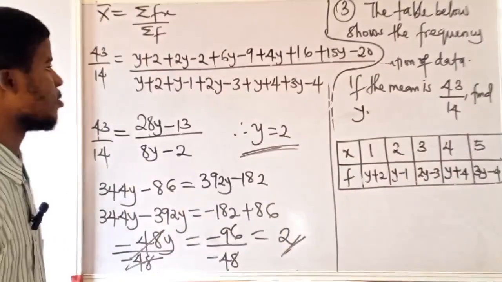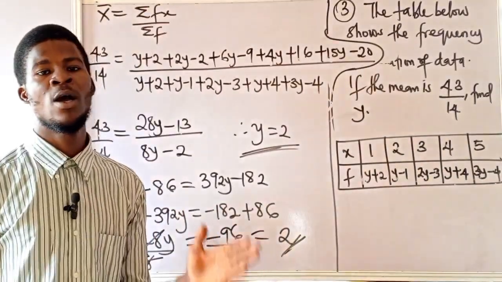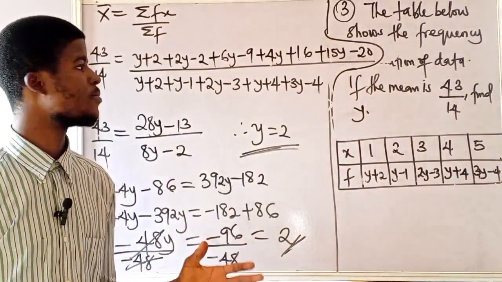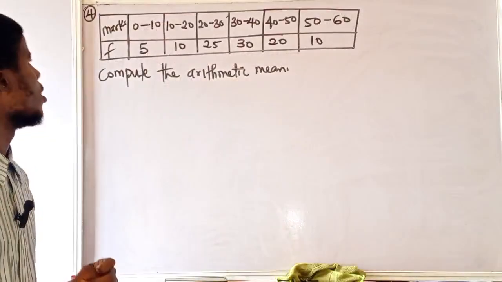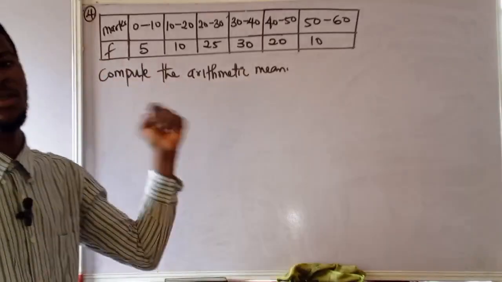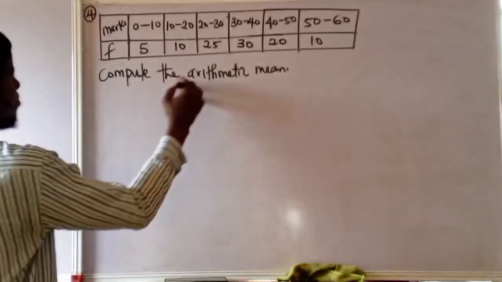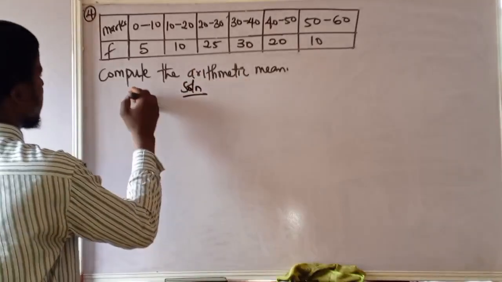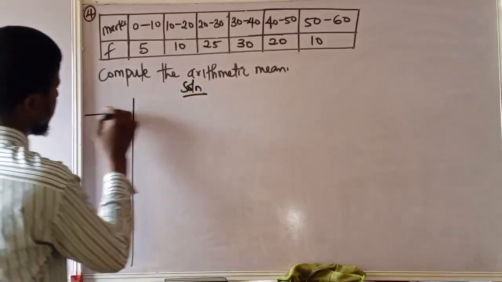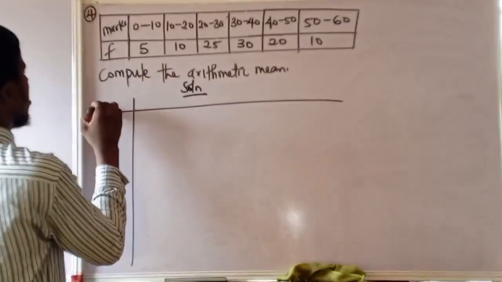Let's go ahead and solve some more problems, this time around under group data. Let's answer this fourth question. We are given a distribution of marks and their frequencies. So determine the arithmetic mean using what we call the midpoint. Look at it. We have the marks.